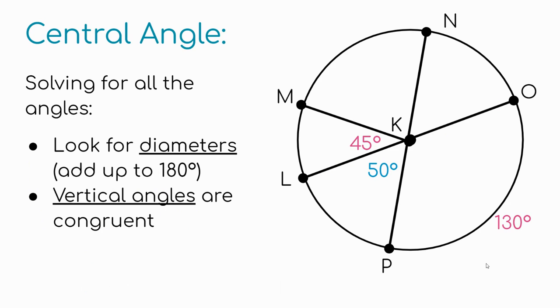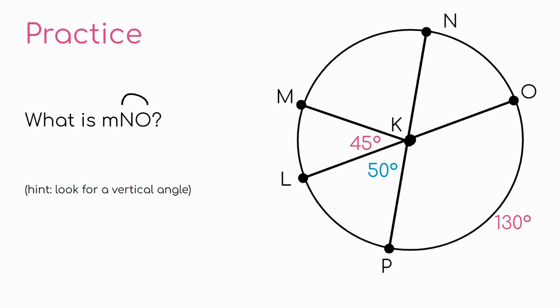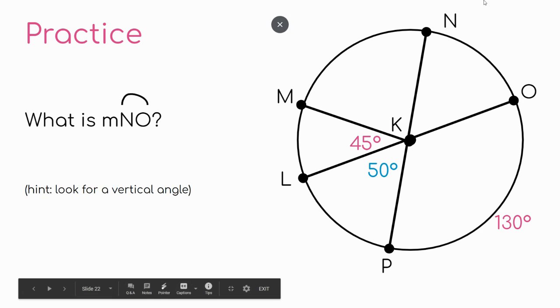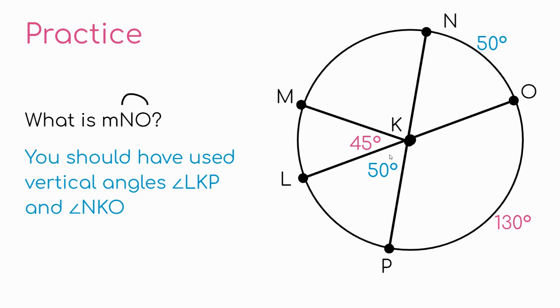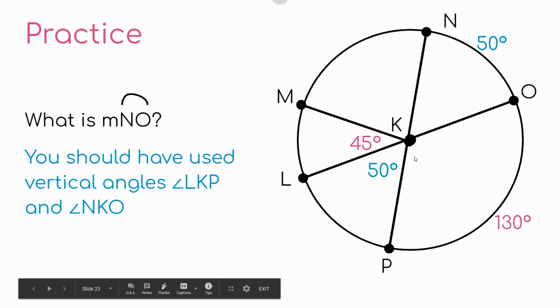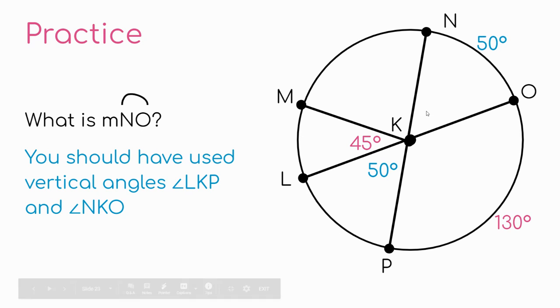All right, your second tip is to look for vertical angles. So hopefully you remember vertical angles are angles that are across from each other. They're formed by intersecting lines, and they are congruent. So using vertical angles, I want you to try to find the measure of angle or arc NO, this guy. So hopefully you saw that LKP and NKO, these two angles right here are vertical, which means they're equal. If this angle's 50, the arc is also 50.